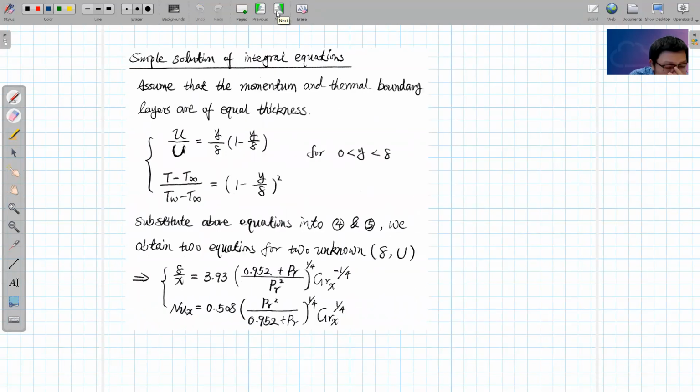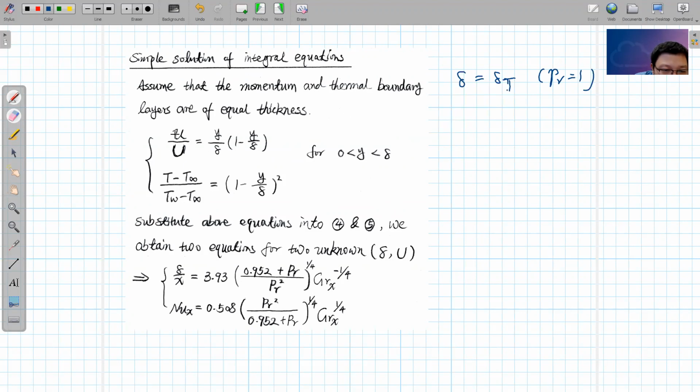There are two ways to do that. One way I call the simple solution of the integral equation. Why is it simple? Because we make an additional assumption: that the momentum and thermal boundary layers have the same thickness. Basically, we assume delta equal to delta t. Although we know this is only true when the Prandtl number equals 1, to simplify the calculation, let's assume delta equals delta t.